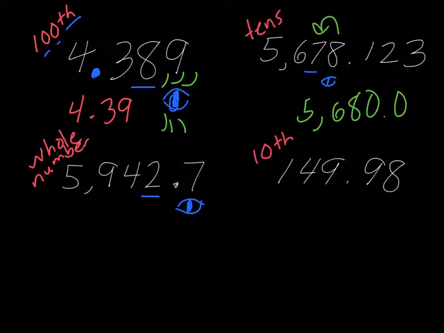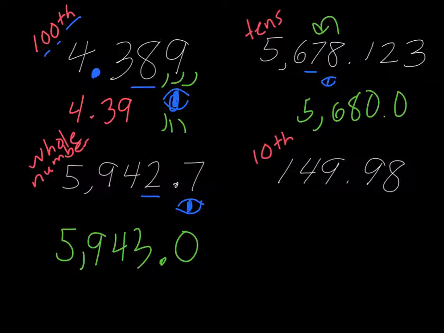5 or more, raise the score. Since a 7 is bigger than a 5, we bump that 2 up to a 3. So remember, everything to the left of the 2 stays the same. So it's 5,943. Everything to the right of the 2 becomes a 0. So you could just leave it like that, or if you'd like, you could put 0.0. Either way would be fine.